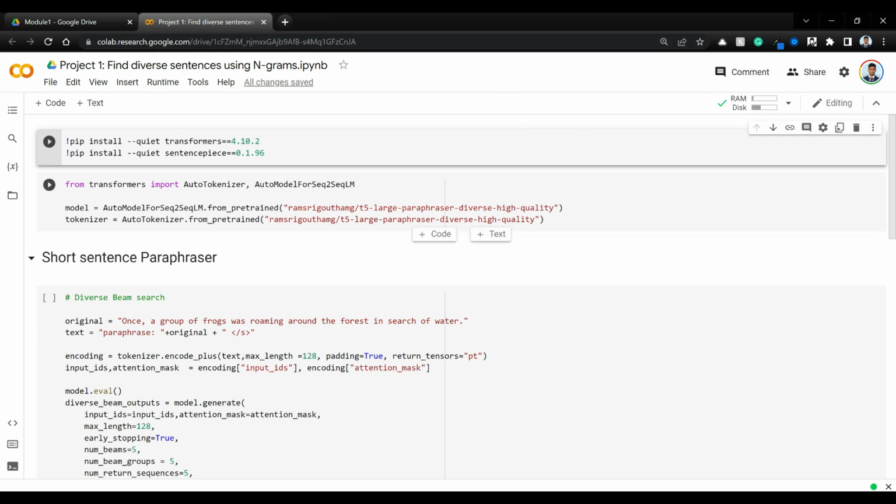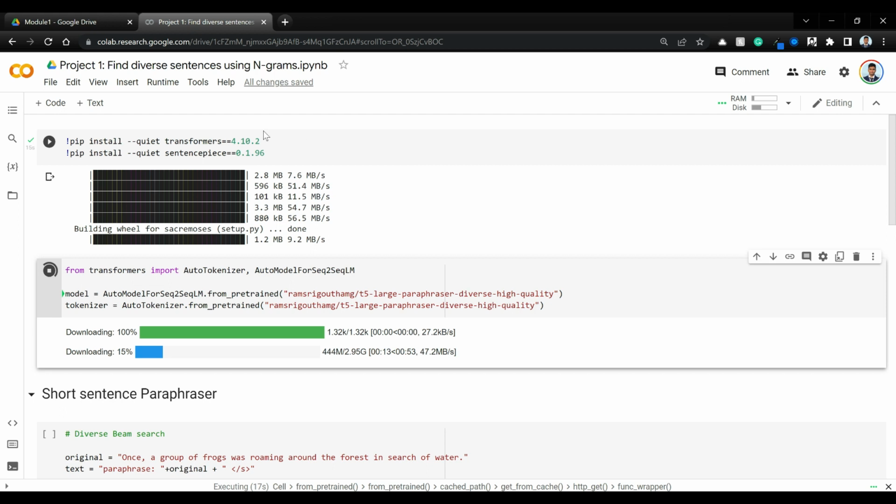And once you're connected, run these two cells. What has happened in the first cell is that we have installed the transformers library and also the sentence piece library for tokenizer. And in this cell, we are downloading the model for paraphrasing. So this is a model that I have developed previously, which is a sentence paraphraser. Essentially, it can take any short sentence and paraphrase it. Paraphrasing means rewriting the same sentence with a different choice of words. So that's what this model does.